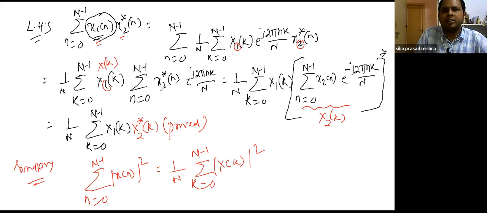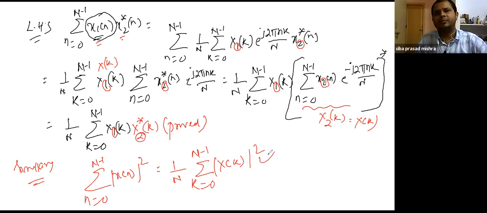Here also, instead of x2 conjugate n, simply write x conjugate n. Then this all will be the same. This is only x. Then what will happen? Automatically, instead of x2 k, this becomes simply x of k. So this x1 k means simply x of k, and this is also simply x conjugate k. So we will get x of k magnitude square. Clear? So this is simple. I am just saying how to do it. You can try it. No problem.